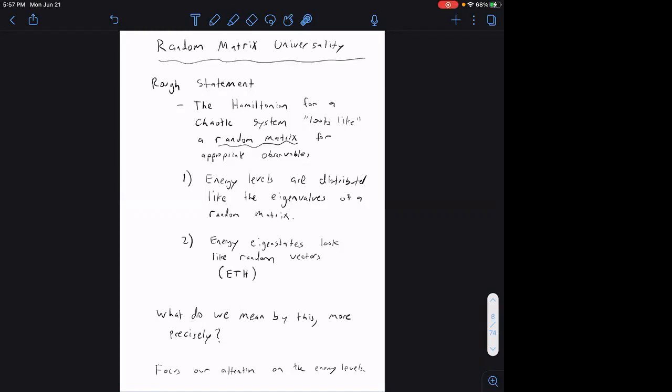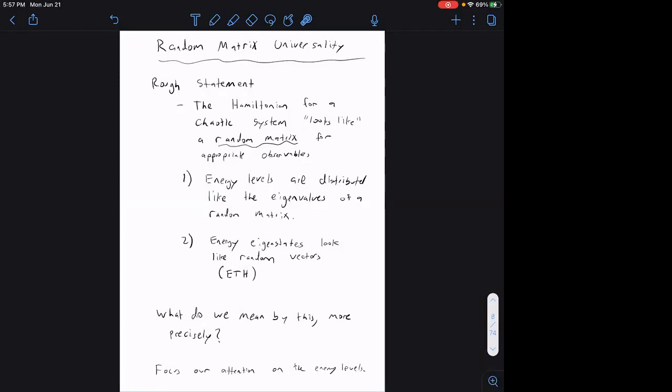So this Hamiltonian has energy levels and it has eigenvectors. The energy levels for a chaotic system, the claim is that they are distributed like the eigenvalues of a random matrix. In particular, we're going to talk about the spacings between energy levels. The spacings between energy levels will have some statistics, and we expect those statistics to share properties with the statistics of the spacings between eigenvalues for a random matrix.